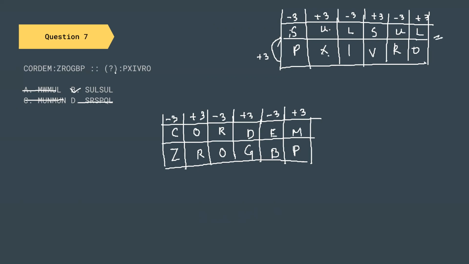So I hope you have understood this question. Whenever you have some letter encoding, write the word and write the corresponding encoding.